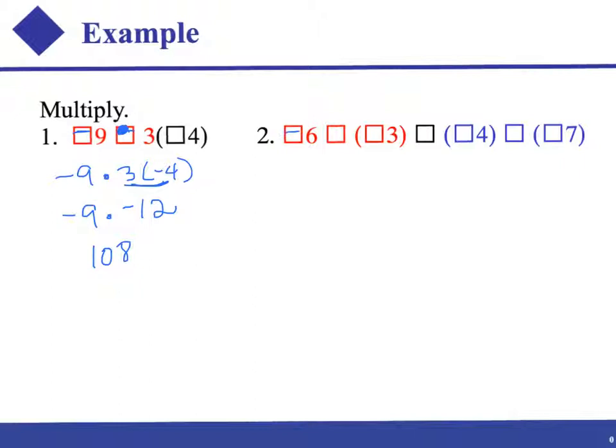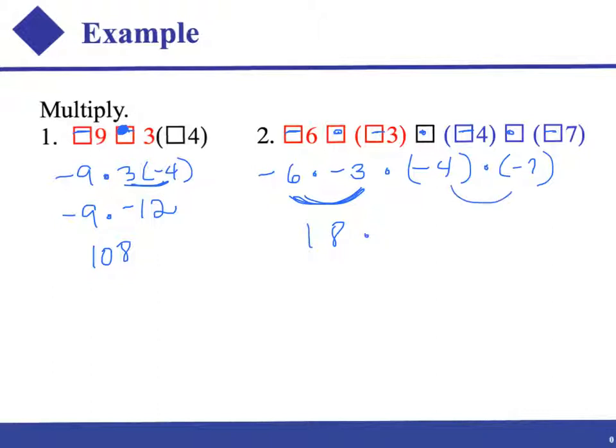So let's look at this one. We have negative 6 times negative 3 times negative 4 times negative 7. Let's rewrite that. So I have negative 6 times negative 3 times negative 4 in parentheses times negative 7. Just depends on what you see first. I kind of will group these two first, so that gives me a positive 18. And then I'll group these two first, and that gives me a positive 28. And then my final answer is going to be 504.